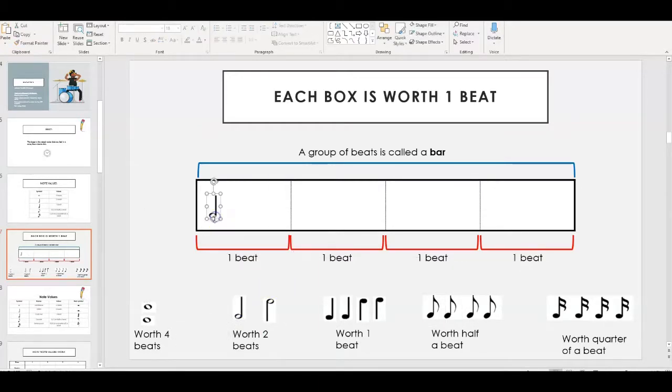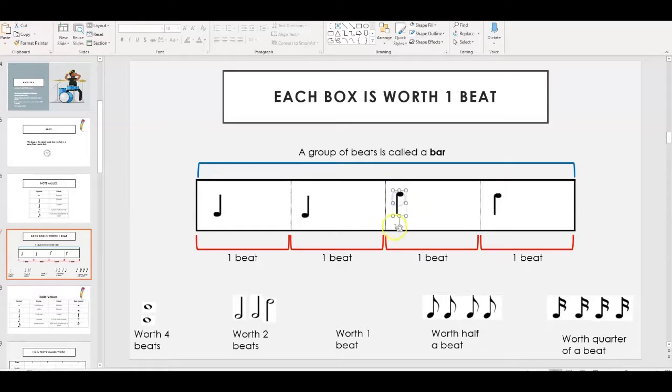By putting this note in here, it's worth 2 beats. So it's actually going to last this box and this box. It's going to take up that space. I have to put my next note in here, if that makes sense. Let's start out with something quite easy. We'll put in these notes. They're worth 1 beat each. So 1, 1, 1, and then 1.